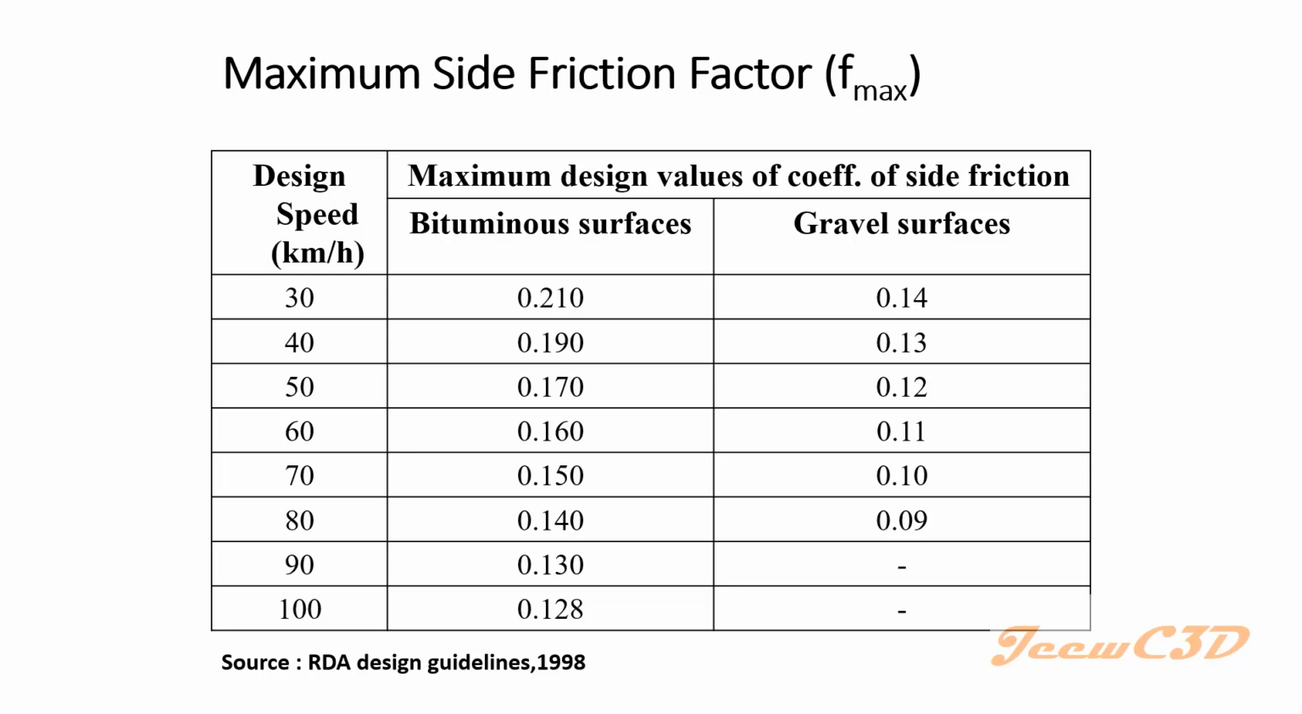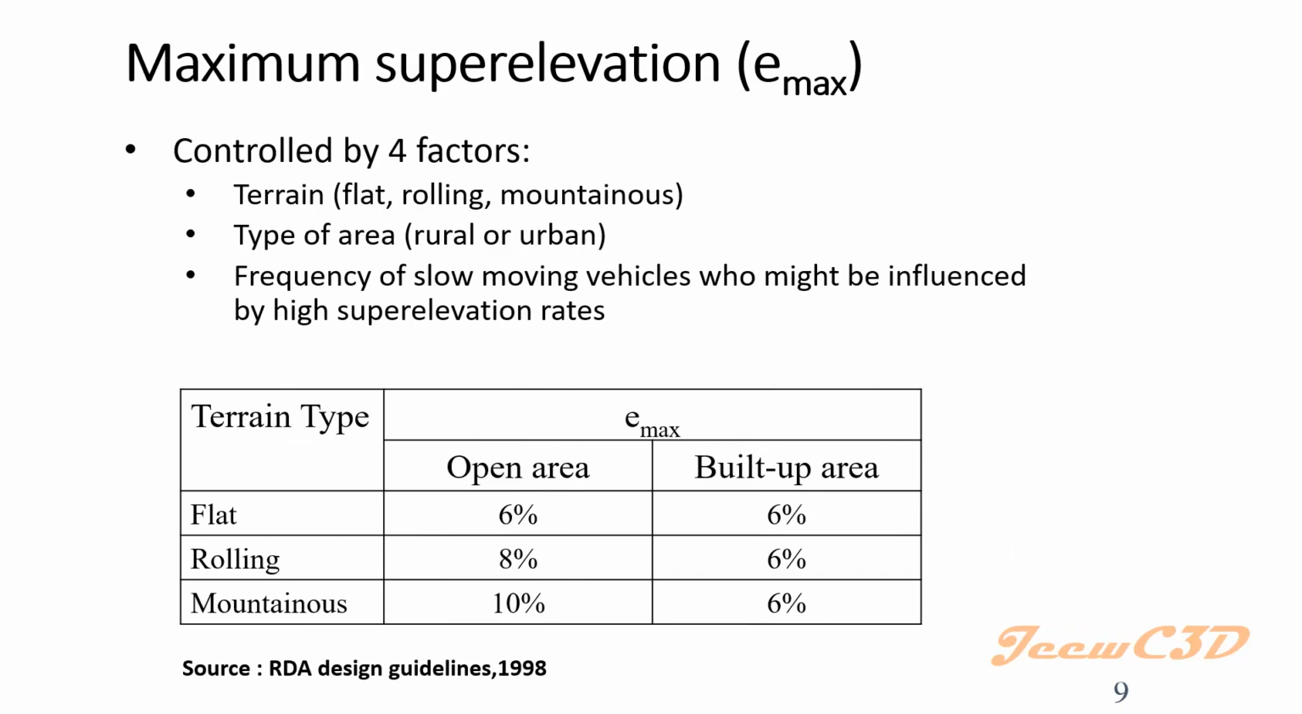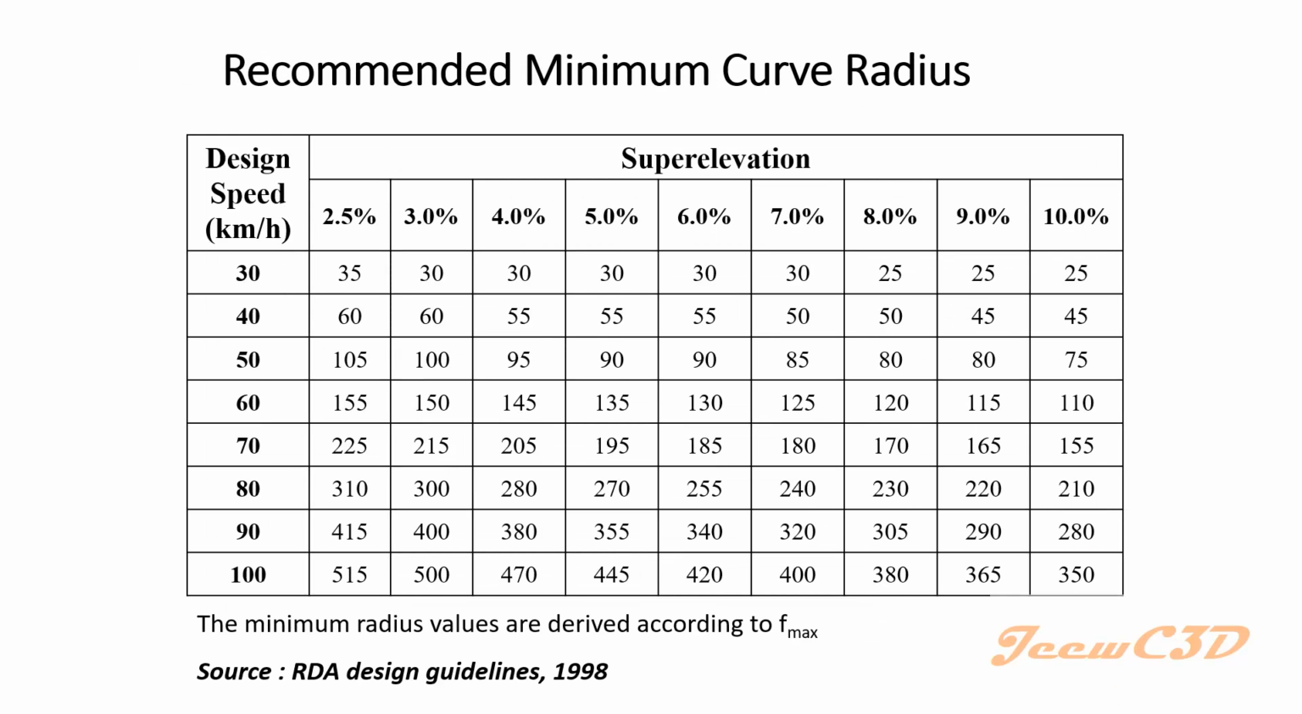So with these two parameters, we can define the recommended minimum curve radius for a road curve. That means something like this. If I consider this row, assume that you are assigned to design a road. So the design speed of the road is 30 kilometers per hour.